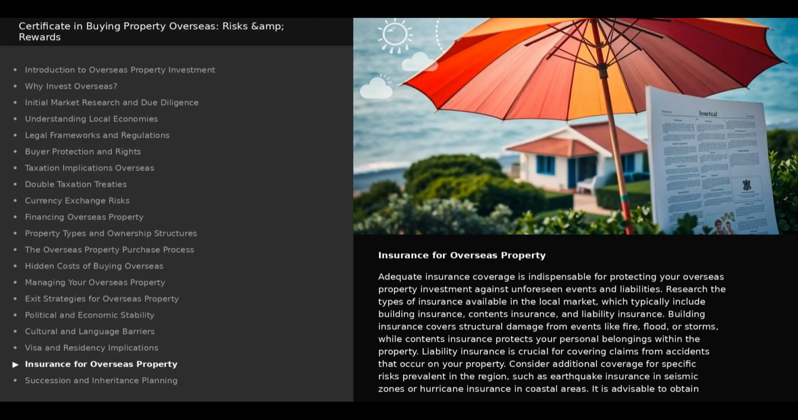Consider additional coverage for specific risks prevalent in the region, such as earthquake insurance in seismic zones or hurricane insurance in coastal areas. It is advisable to obtain quotes from multiple local providers and compare their coverage, deductibles, and exclusions. Ensure the policy is in English or professionally translated and that you understand the claims process. Protecting your asset with comprehensive insurance provides peace of mind and financial security. Do not underestimate the importance of this safeguard.